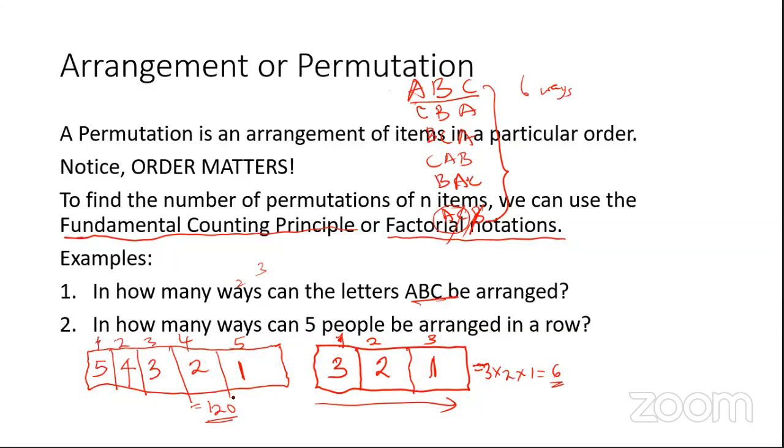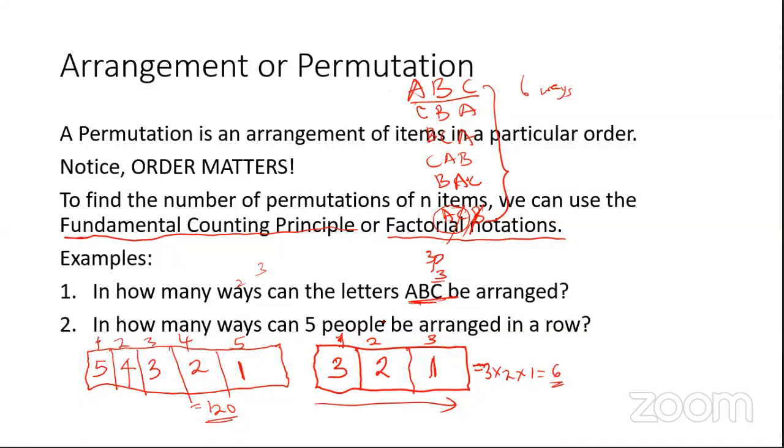So let's move on. So that is how we can use the fundamental counting principle. But if it is the principle of factorial, I'm going to explain factorial in the next slide. But to use the principle of factorial here, it means, in how many ways can the letters A, B, C be arranged? So A, B, C, I'm arranging those 3 letters. So we say that I'm arranging 3 out of 3. We call it 3 permutation 3.